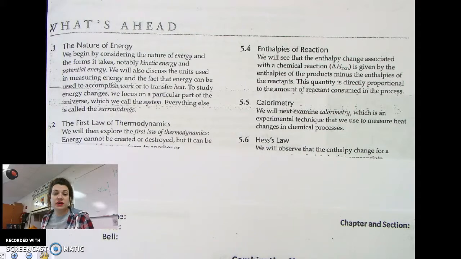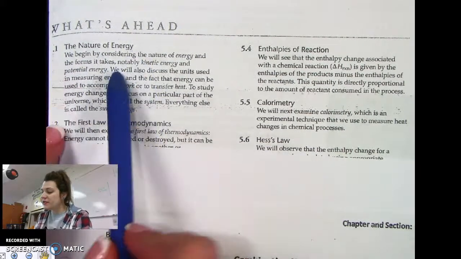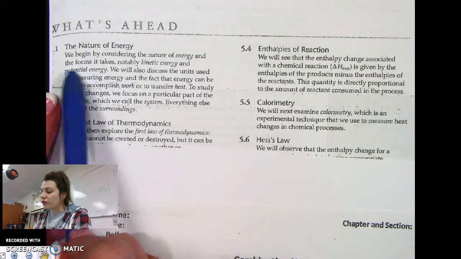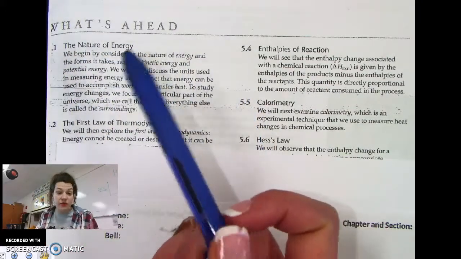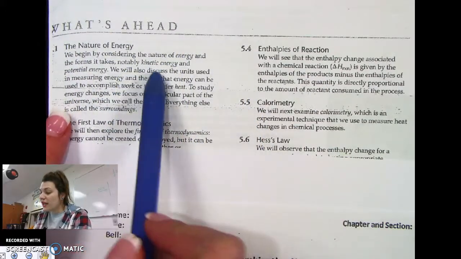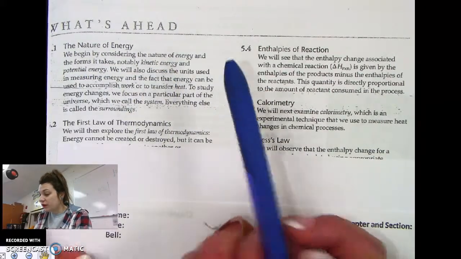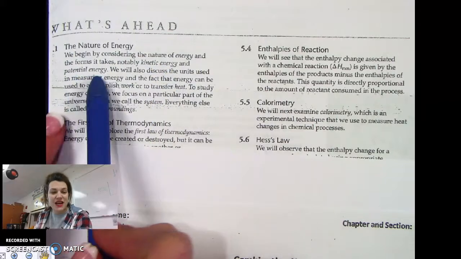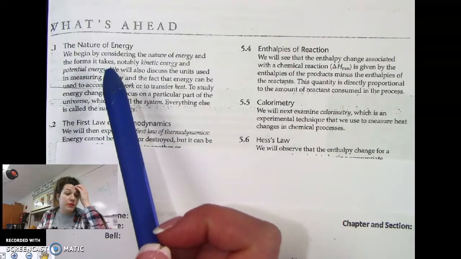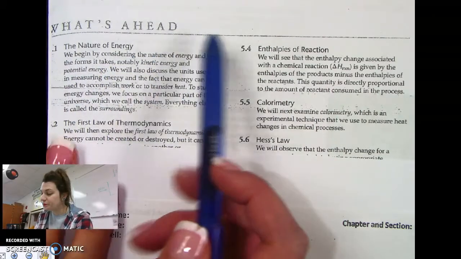Okay. So it says the nature of energy. It says we begin by considering the nature of energy and the forms it takes, which is telling me that I can have multiple forms of energy. Notably kinetic energy, I've heard of that before, and potential energy, I've also heard of that. Okay, so they're italicized, so that tells me that they're probably going to be important words within this section.